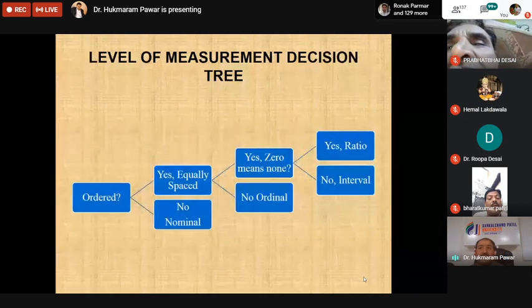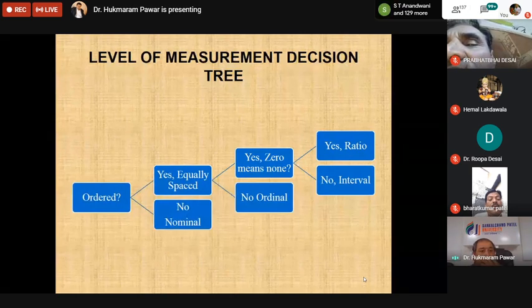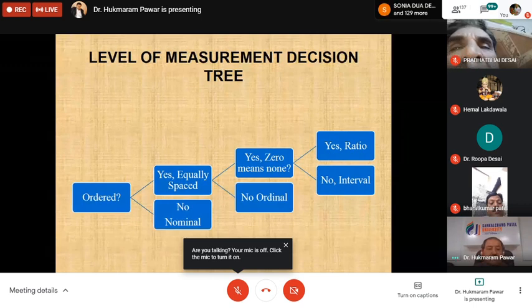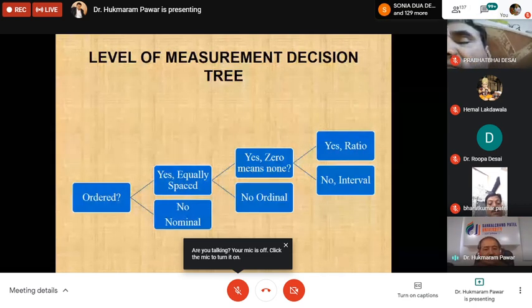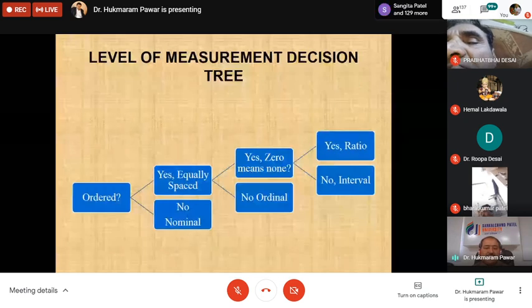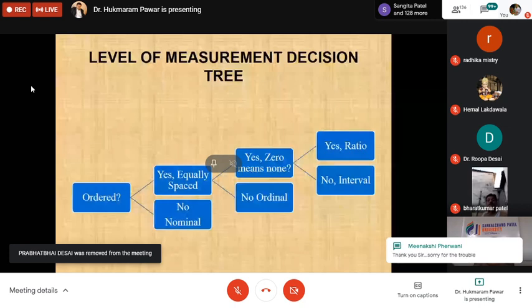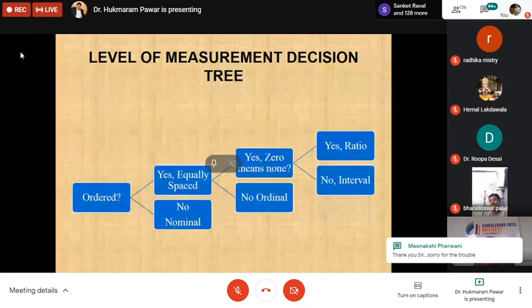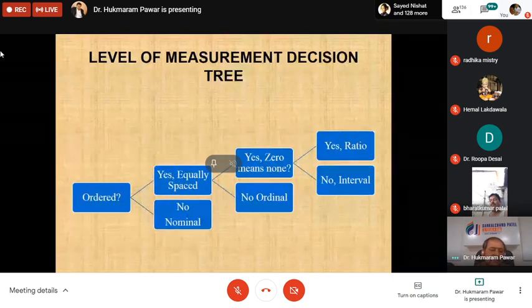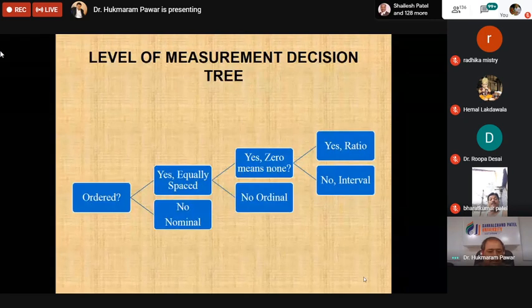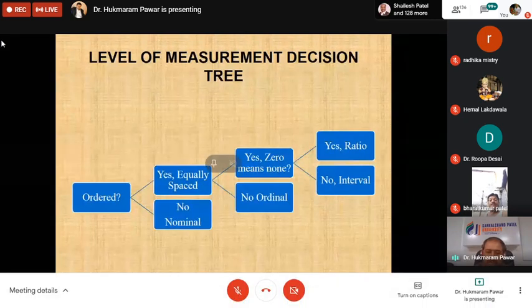Now, how to decide the type of data? This is one decision tree. You can ask questions to the data, and with their help you can identify which type the data is. First you ask the question: is the data in ordered form? If your answer is no, then it is nominal. Very simple. Ask the first question: is the data in ordered form? Answer is no, it is nominal.